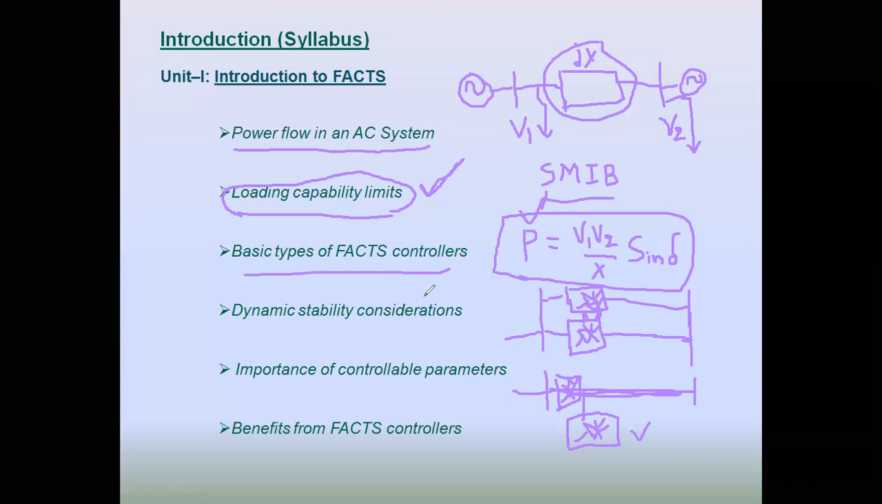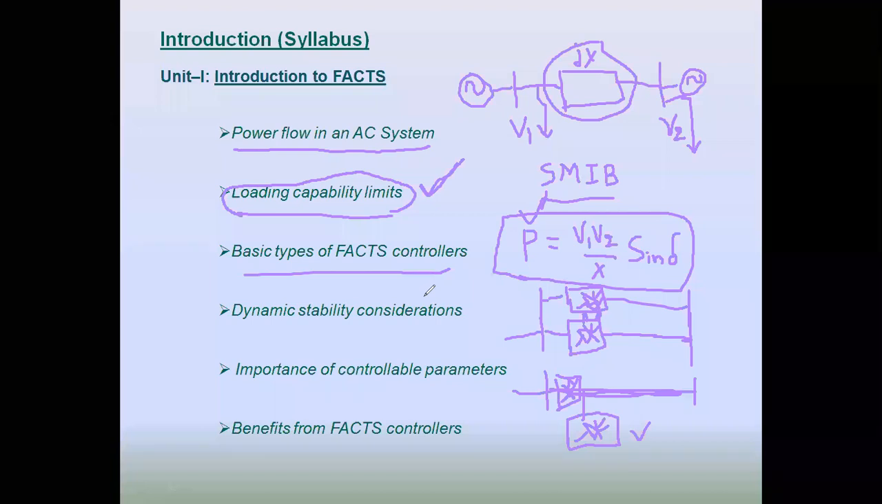In the second generation FACTS controllers, we use converters with controllers, voltage source converters or current source converters plus controllers. These controllers are used to sense different conditions, that is real power, reactive power, currents or voltages, and based on that we design the firing circuit required for these converters. That is the purpose of the control circuits used in second generation FACTS controllers.